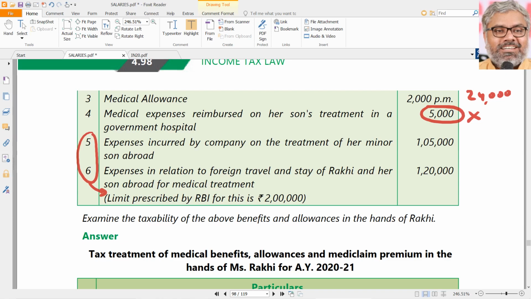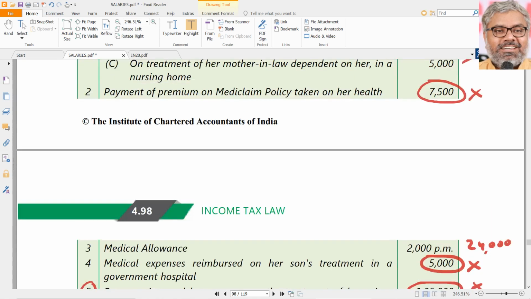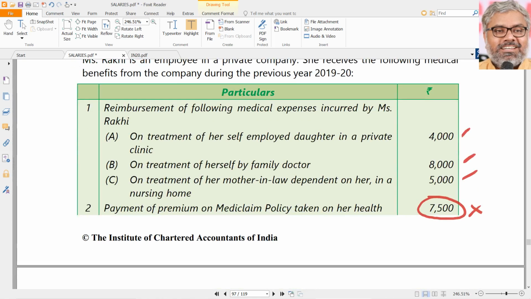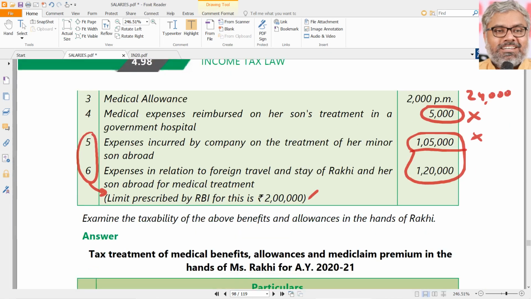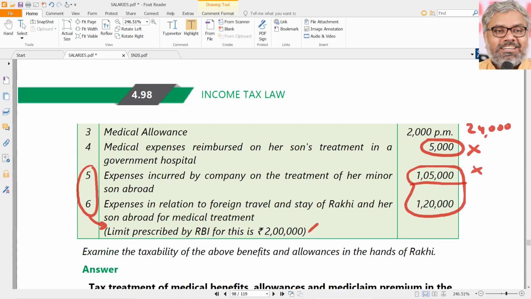But assuming that this 1,05,000 and 1,20,000 put together only, this 2 lakhs limit is prescribed. As far as this treatment is concerned, there is no problem because it is within the limits prescribed by RBI. Whereas for travel, the point is the other incomes of Rakhi other than this should not exceed 2 lakhs. The income under the head of salaries should not exceed 2 lakhs. But that information is also not there. So we have to write both cases.